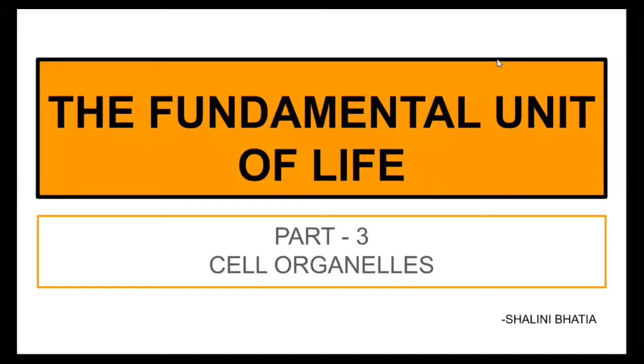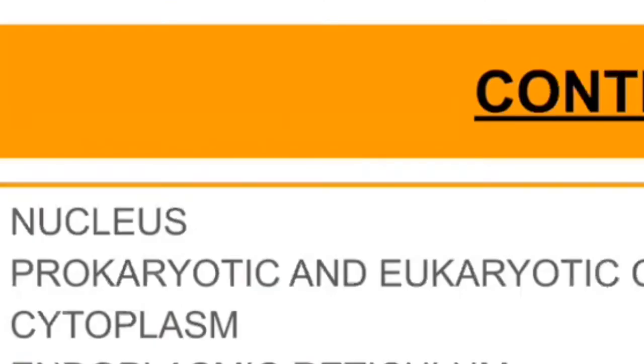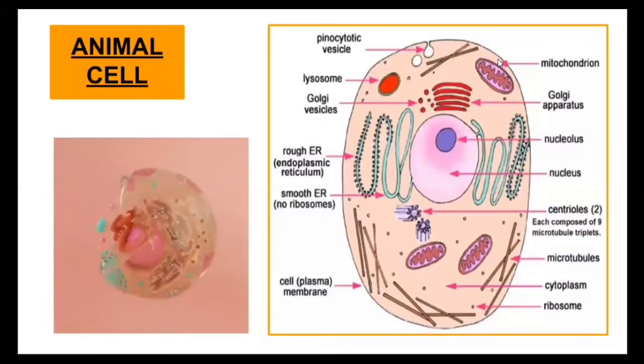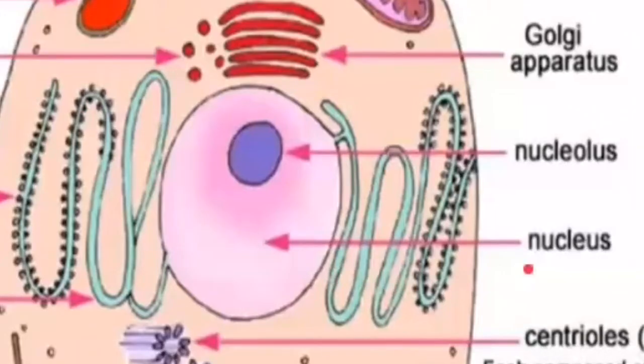We are starting the fundamental unit of life today, and in this, the contents of today's session are these. We are mainly concerned about nucleus, prokaryotic, eukaryotic cell in this session. So let's see the diagram of animal cell. Here is the nucleus, the most important part of the cell.